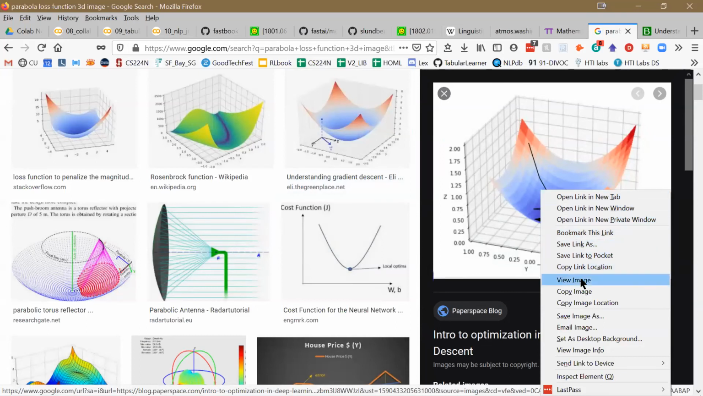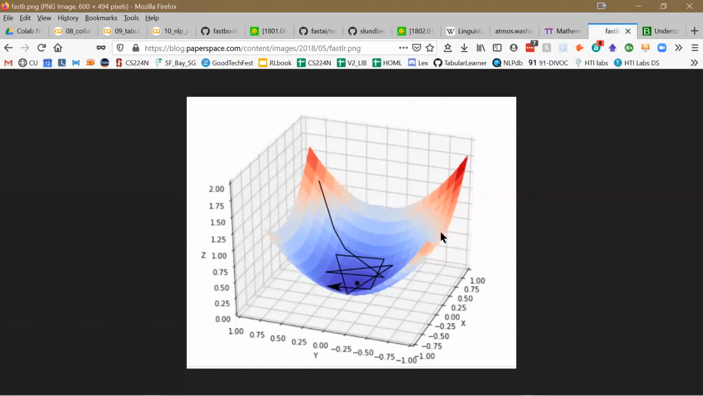Open, view image. Yeah, there we go. So this is a two-dimensional surface that's embedded in a three-dimensional space, right?